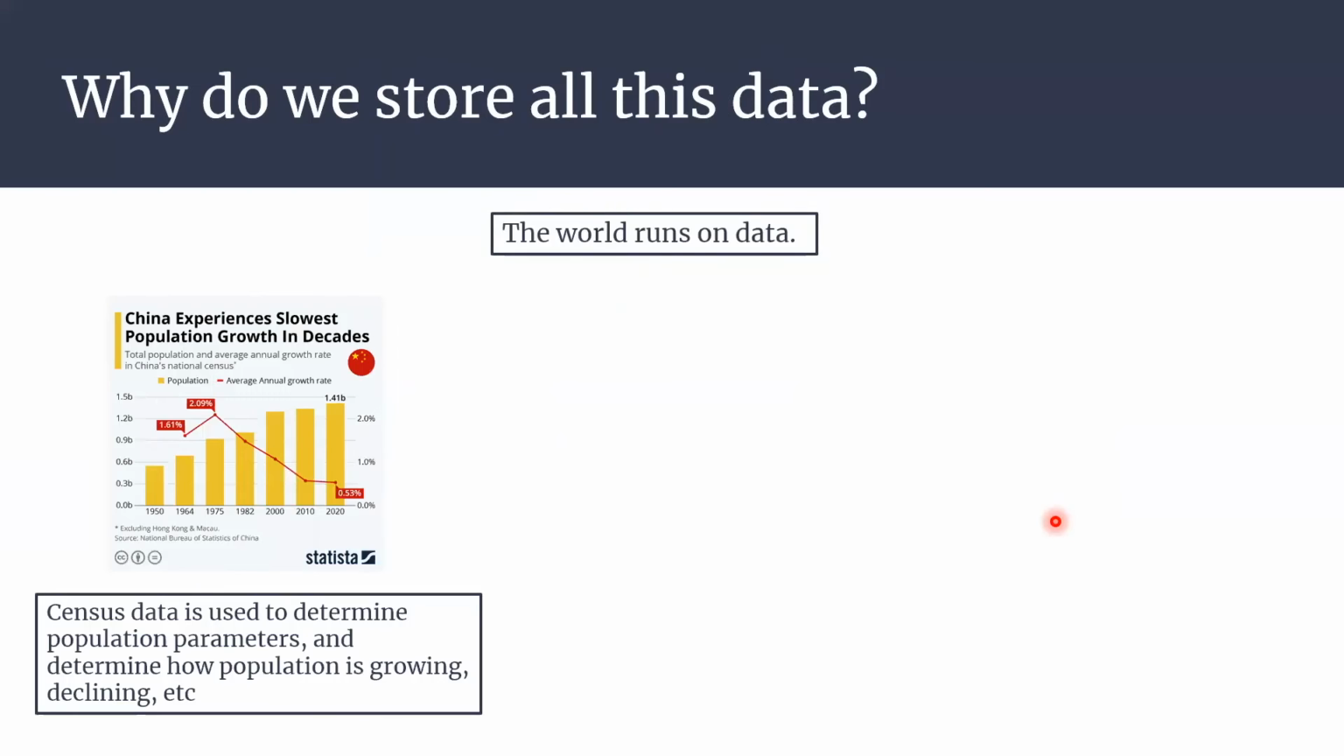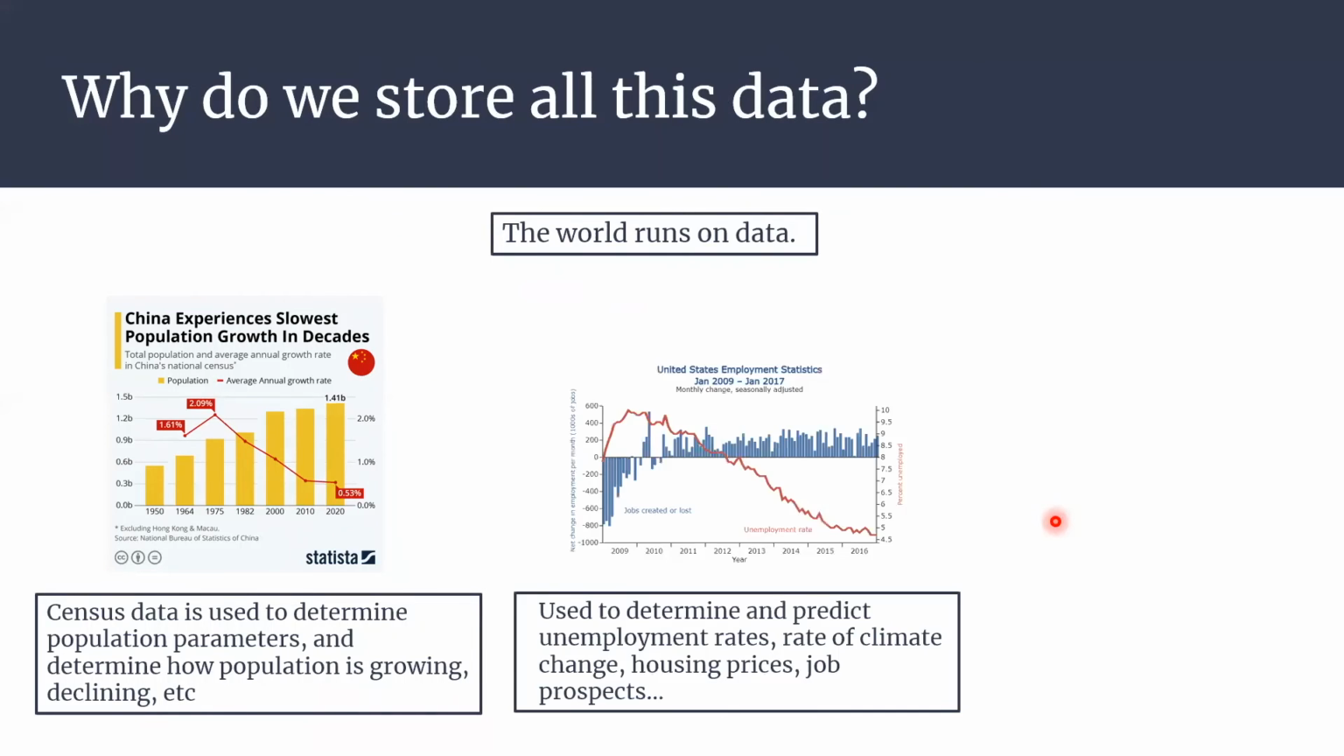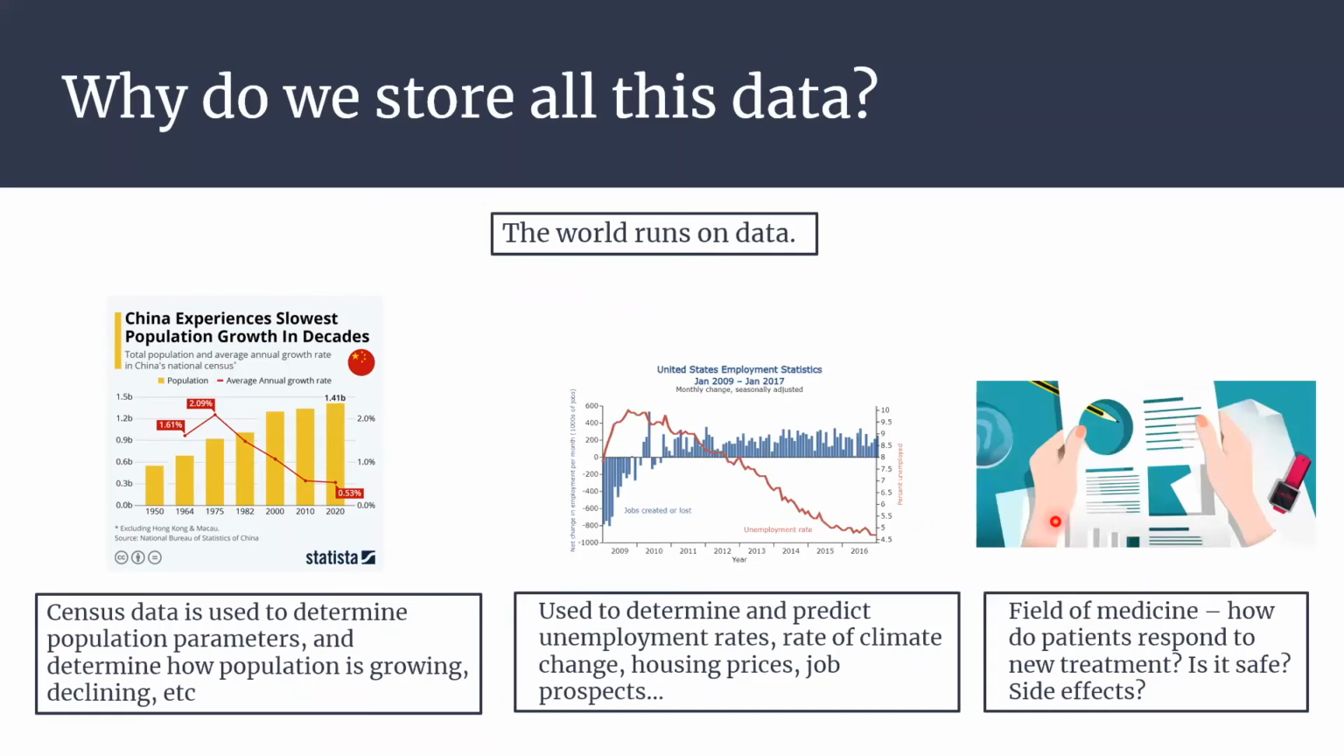So the census data that's collected by the government is used to determine population parameters, how quickly a population is growing, how it's declining. And it's also used to predict the outcome of election results, things like that. You can also use it to predict and analyze unemployment rates, the rate of climate change, stock prices, housing prices, job prospects. In the field of medicine, you store data from clinical trials so that you can figure out how effective your treatment is. Is it safe? How bad are the side effects? Things like that. So data is used everywhere for almost everything.